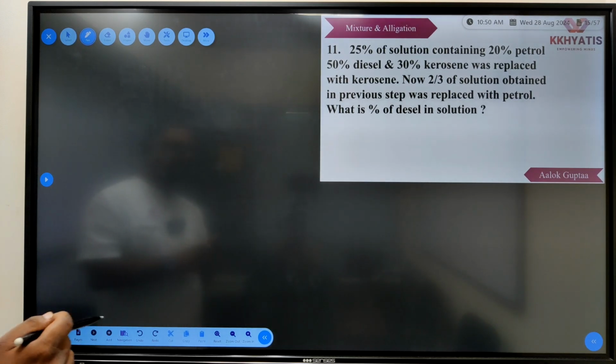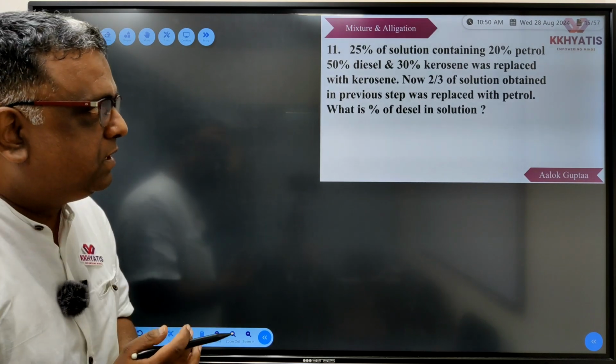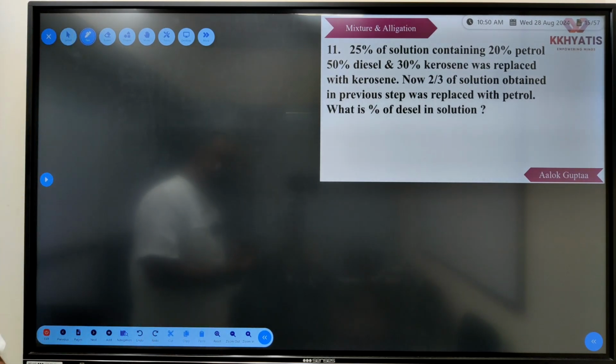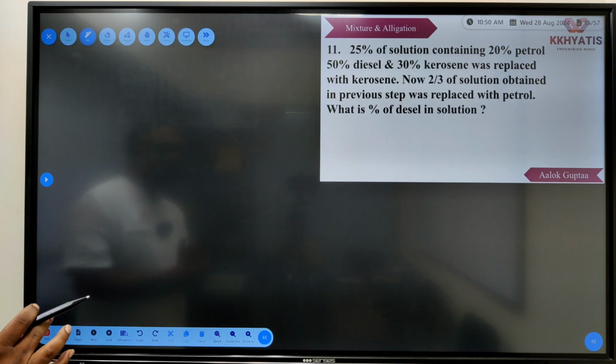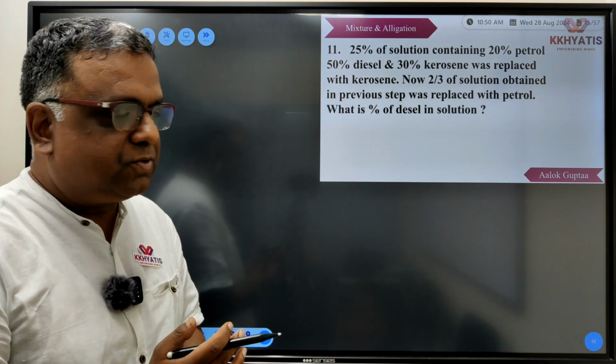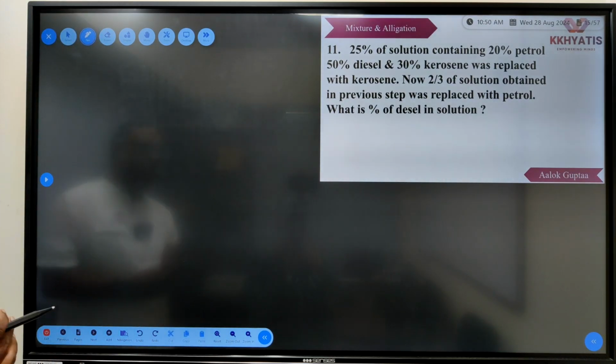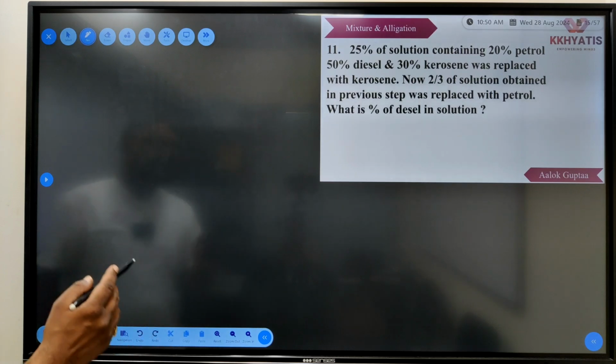25% of a solution containing 20% petrol, 50% diesel, and 30% kerosene is replaced with kerosene. Now, 2/3 of the solution obtained in the previous step is replaced with petrol. What is the percentage of diesel in the solution? So let us understand.